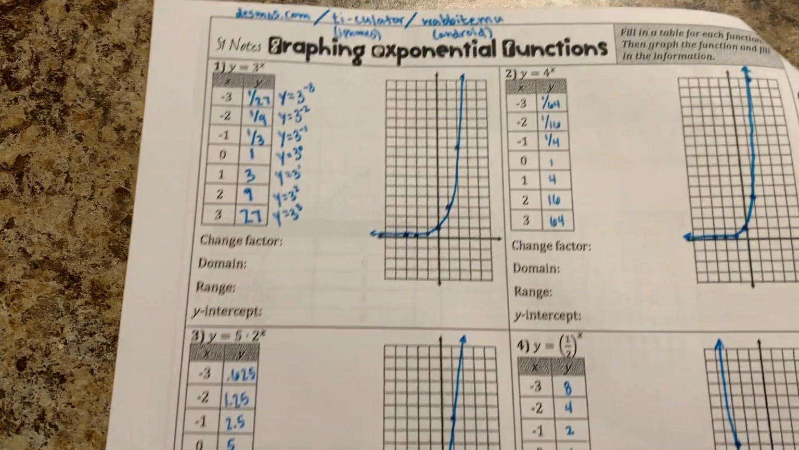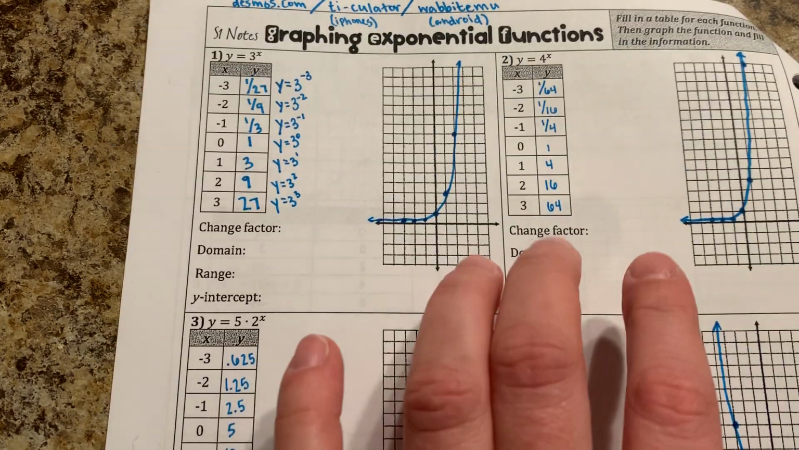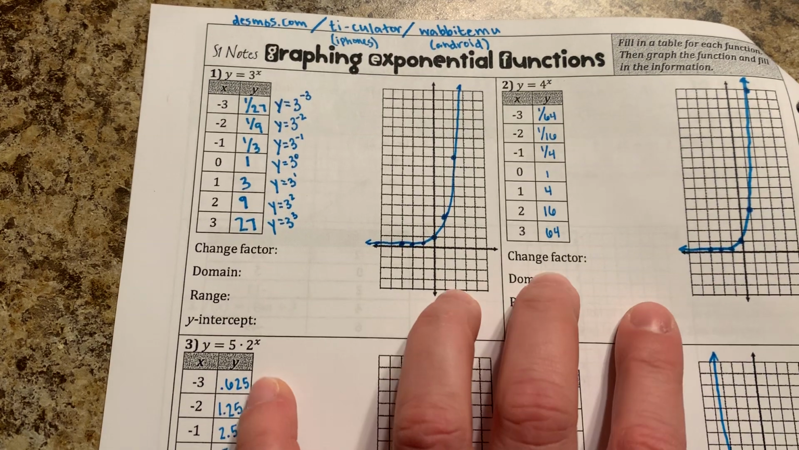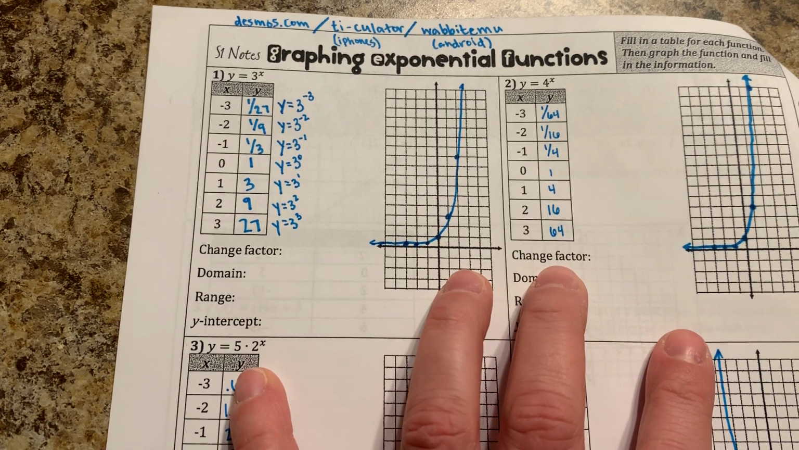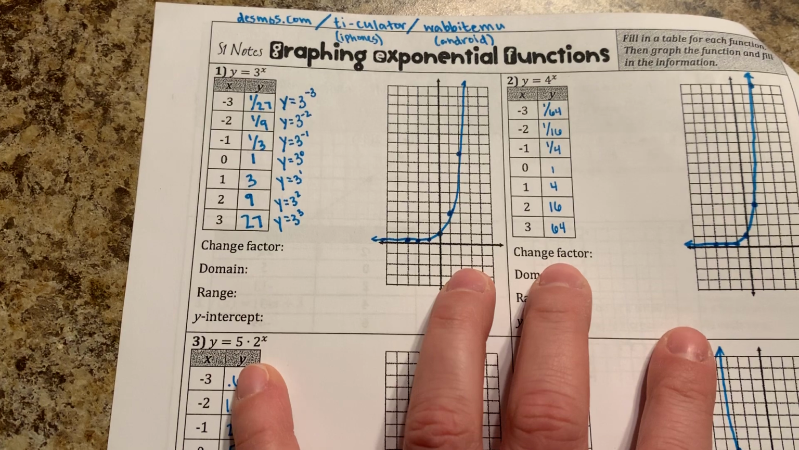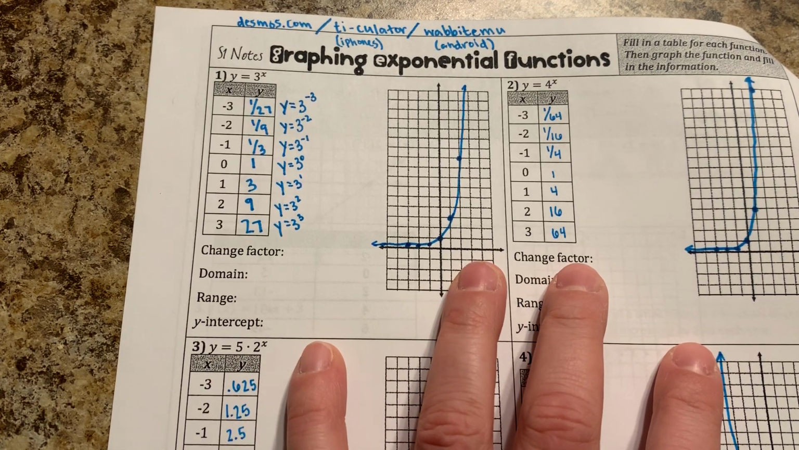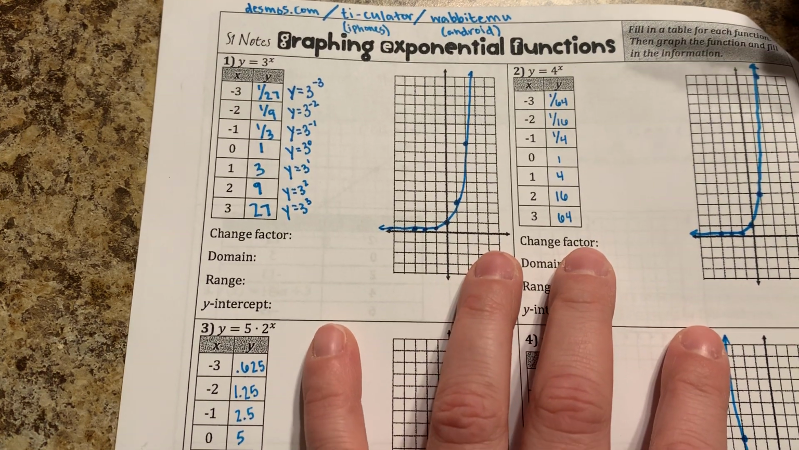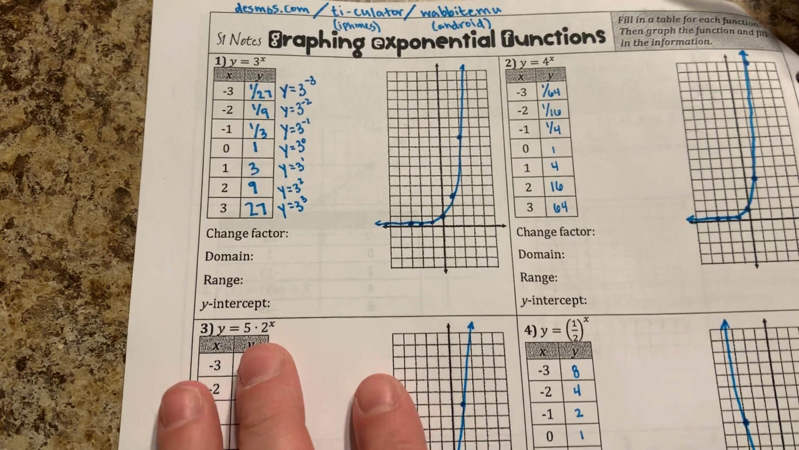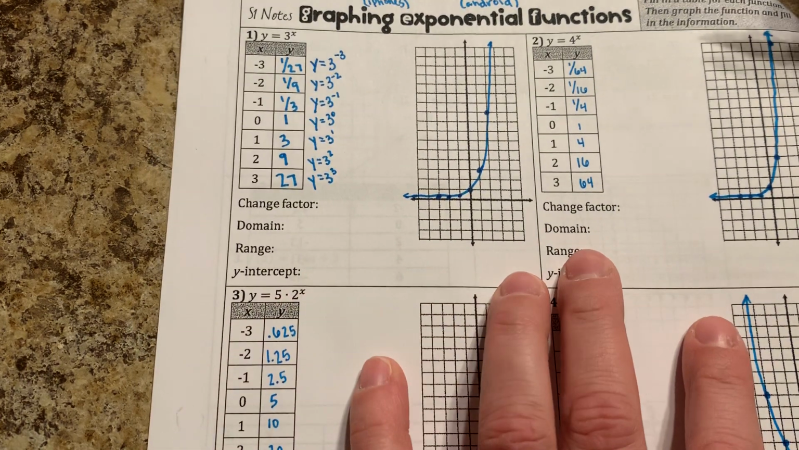Now, a change factor is what is being multiplied. Now, it's kind of a loaded question because each of these has a different thing that's being multiplied, and it depends on which direction you're looking at. So actually, before we start on the change factor, I want to talk about what a y-intercept is.